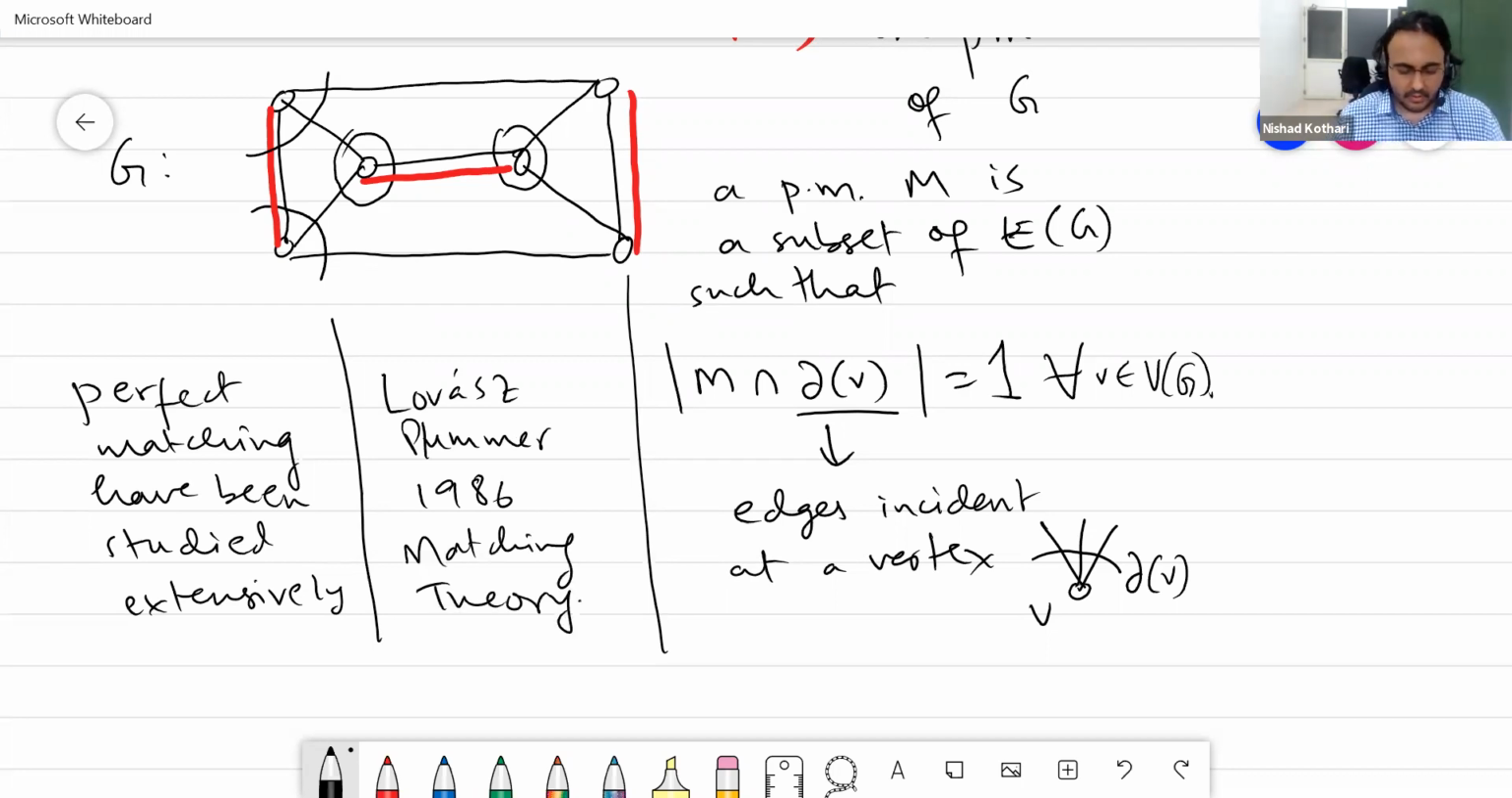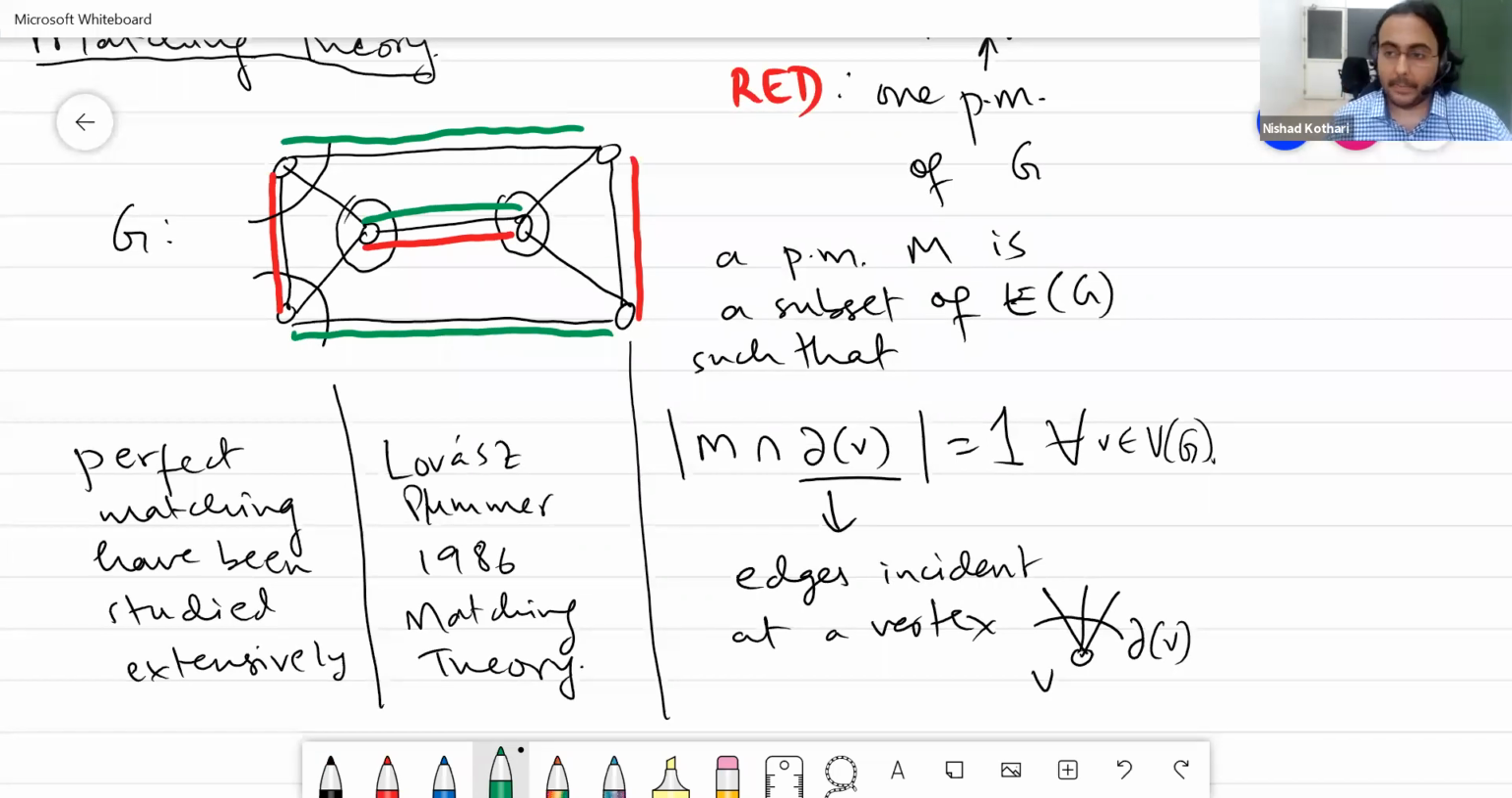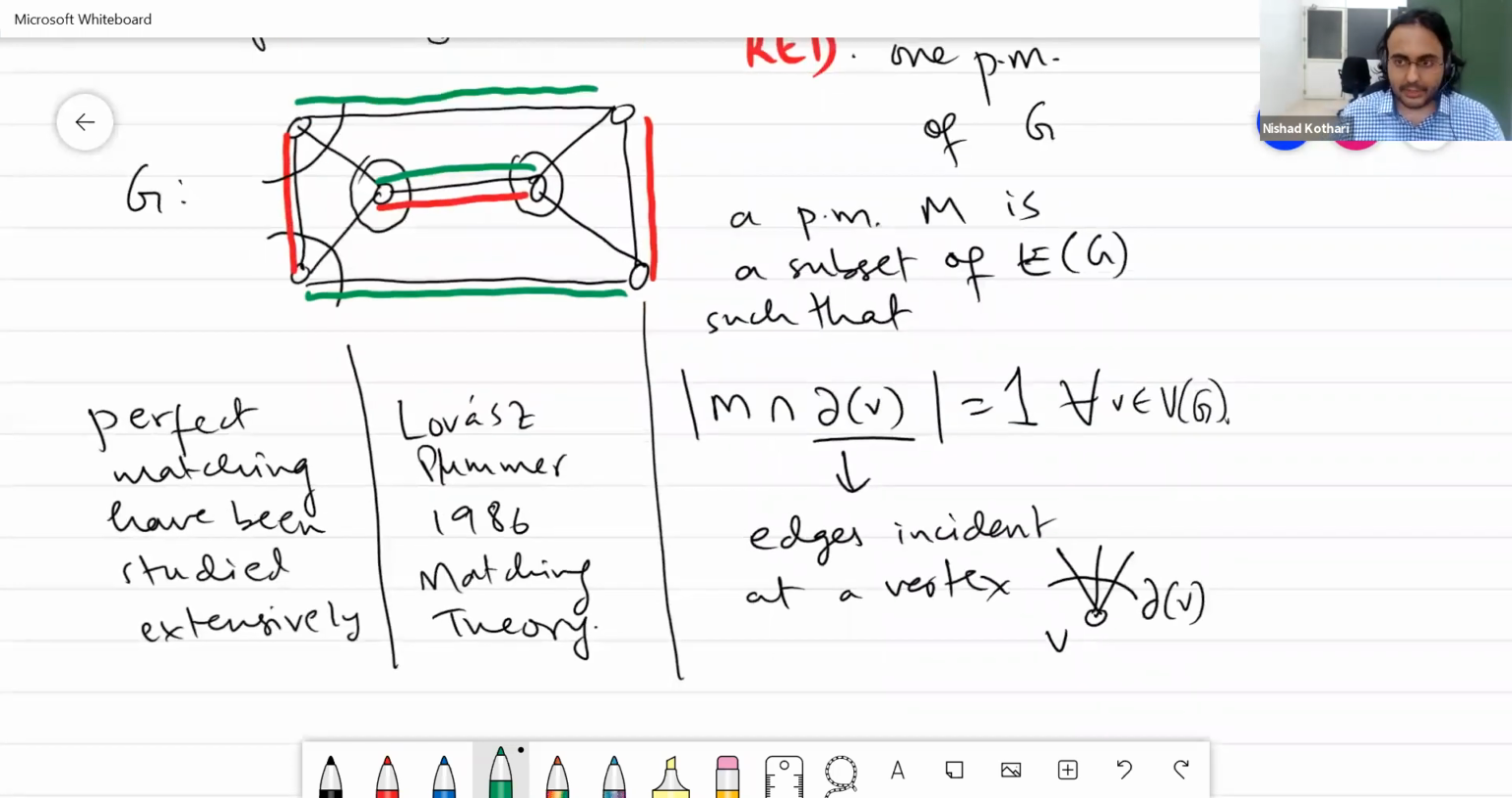In this particular graph that we have drawn, you can also find other perfect matchings. For example, instead of the red perfect matching, you could take the green perfect matching. Is everybody clear with what a perfect matching is? Is the definition clear? Thank you.